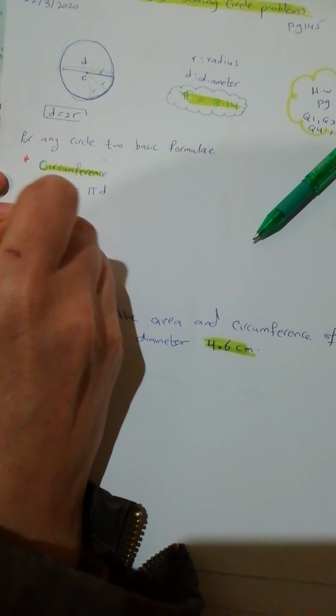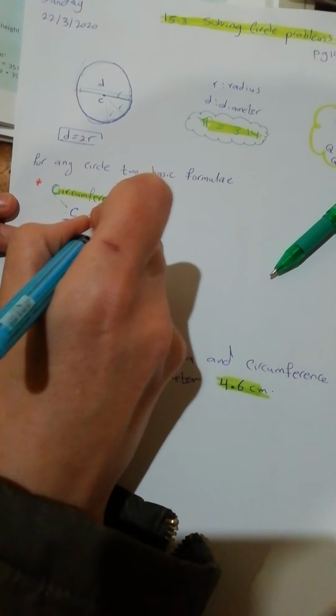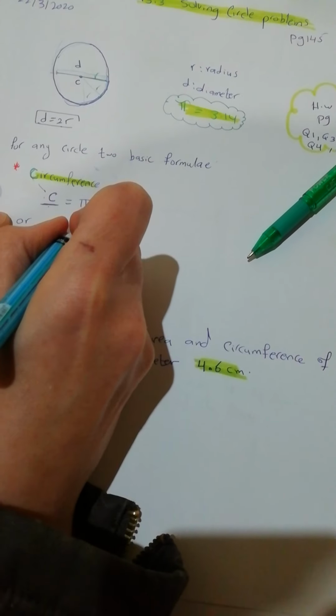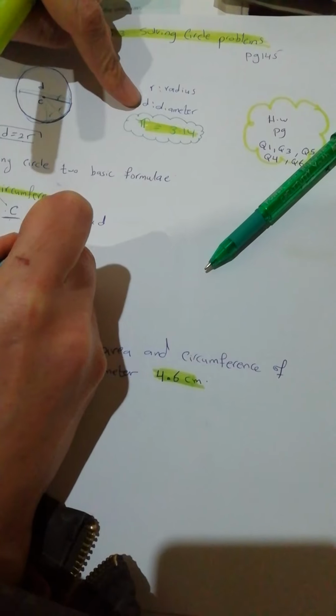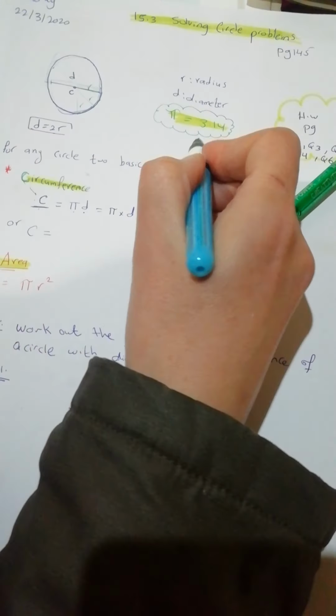The circumference, C, a symbol of circumference, equals pi times D. D is the diameter and R the radius. Now the value of pi is 3.14, it's a fixed value.